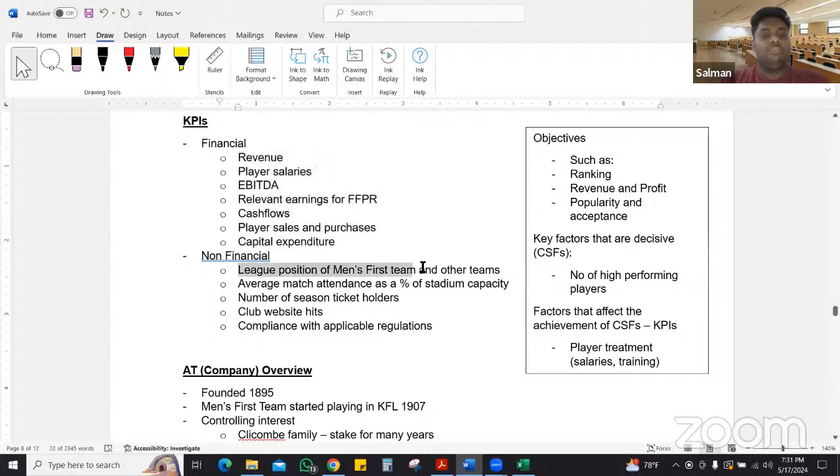Non-financial: league position of men's first team and other teams, average match attendance. Obviously league position is important. If our league position is good, we might even get promoted to the upper division. Average match attendance as a percentage of stadium capacity, number of season ticket holders, club website hits, how many fans keep visiting our website, and compliance with applicable regulations. If you do not comply with regulations, there can be serious breaches leading to relegation to lower divisions.